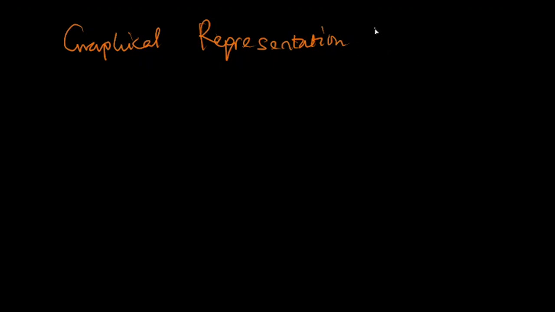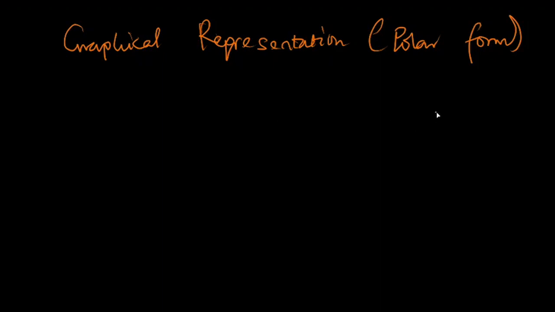So we want to basically start from the graphical representation of a complex number, because if we look at the graphical representation and we understand it, we'll be able to express complex numbers in polar form. All right, so let's start with the graphical representation.